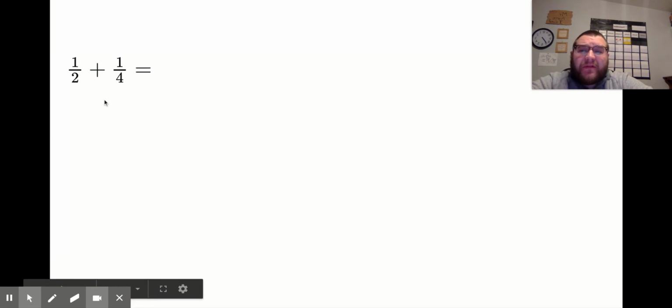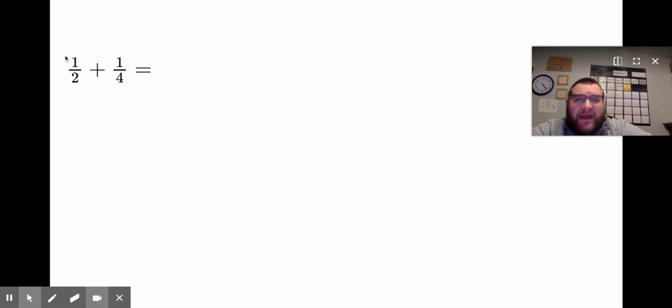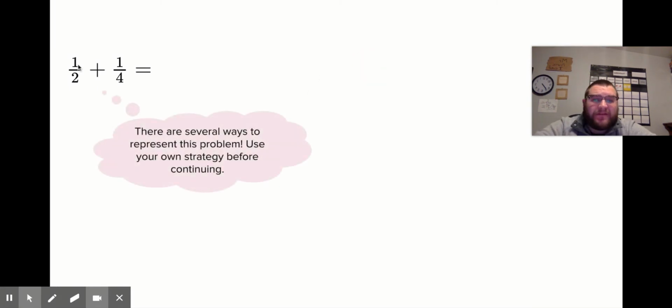If you had a problem that looks like this, 1/2 plus 1/4, okay? Now, when we're adding fractions, you don't just add the bottom numbers together. So what you have to do is find a common number that these both share, and you have to find equivalent fractions, we call them. So fractions that mean the same amount, but they actually look different. And the way that you might do this is you might think of it as money. So you might think of this as a 50-cent piece of a dollar.